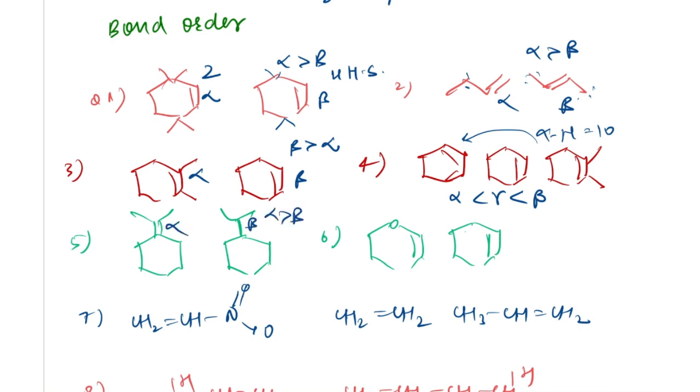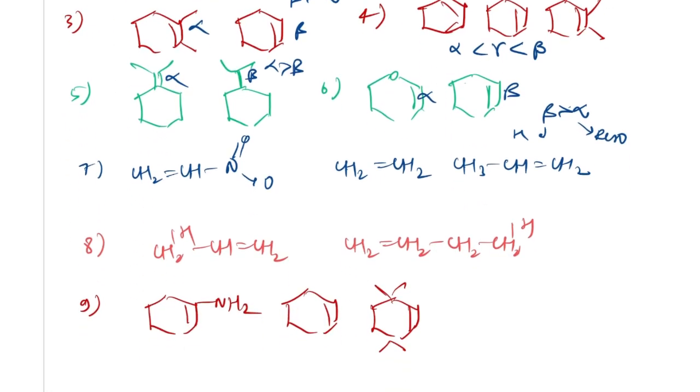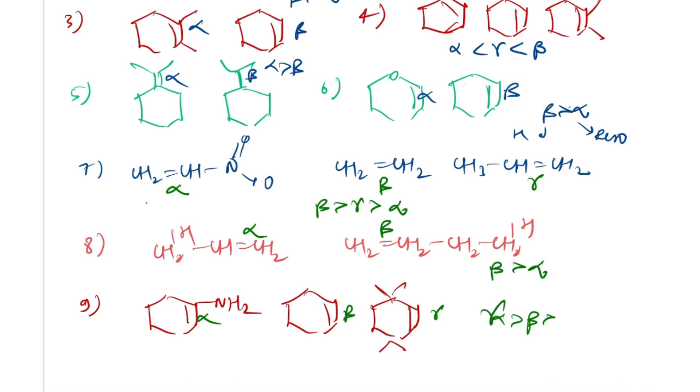Here, bond order alpha is greater than beta. In the sixth case, it is alpha and it is beta. So bond order beta will be greater than alpha, because beta is hyperconjugation, which is less effective. Alpha is resonance, which is more effective. Seventh, we have alpha, beta and gamma. So it is beta, gamma, then alpha. Alpha, beta, which is more? We know beta is greater than alpha. Alpha, then beta, then gamma, then beta, then alpha. So this is the order of bond order.